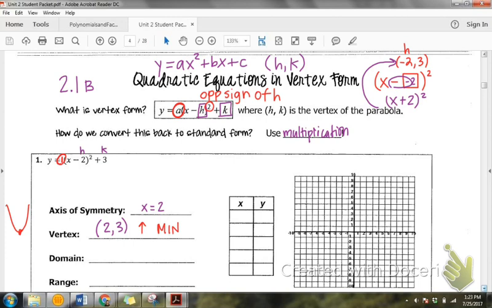Okay, so let's go ahead and plot our vertex and our axis of symmetry. We're not going to worry about this little table over here. So our vertex is at 2, 3, over 2 on our x, up 3 on the y. Remember, we label it. We have our axis of symmetry, which is our dotted imaginary line going through it that has arrows on the ends.